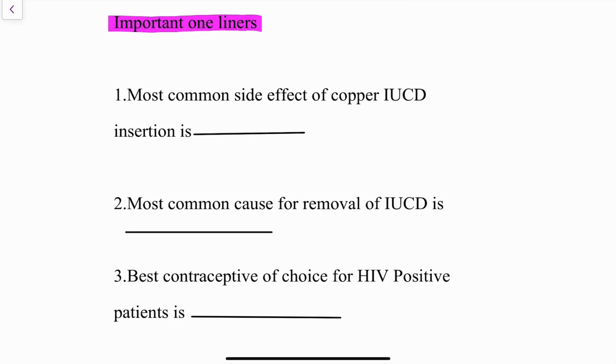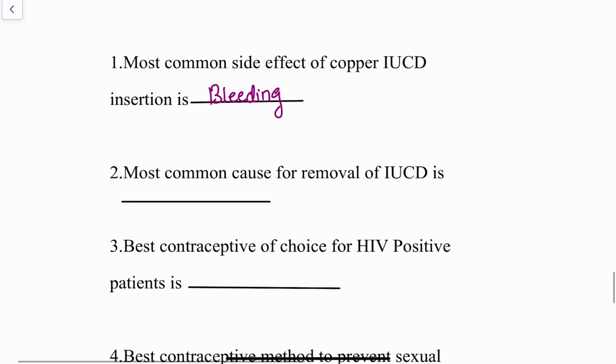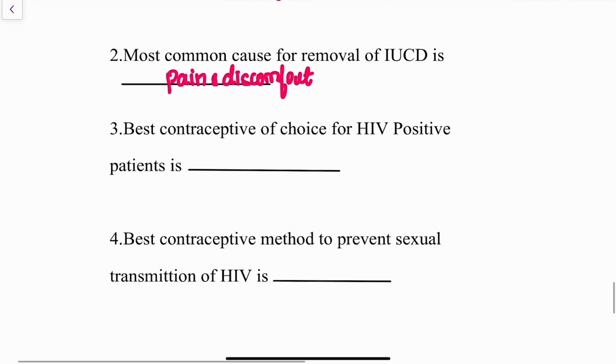Right? Okay. Now moving to the important one-liners with respect to this intrauterine contraceptive device which we have discussed until now. What is the most common side effect of copper intrauterine contraceptive device insertion? As we have discussed earlier, the most common side effect is bleeding. And the most common cause for removal of the intrauterine contraceptive device is pain and discomfort.